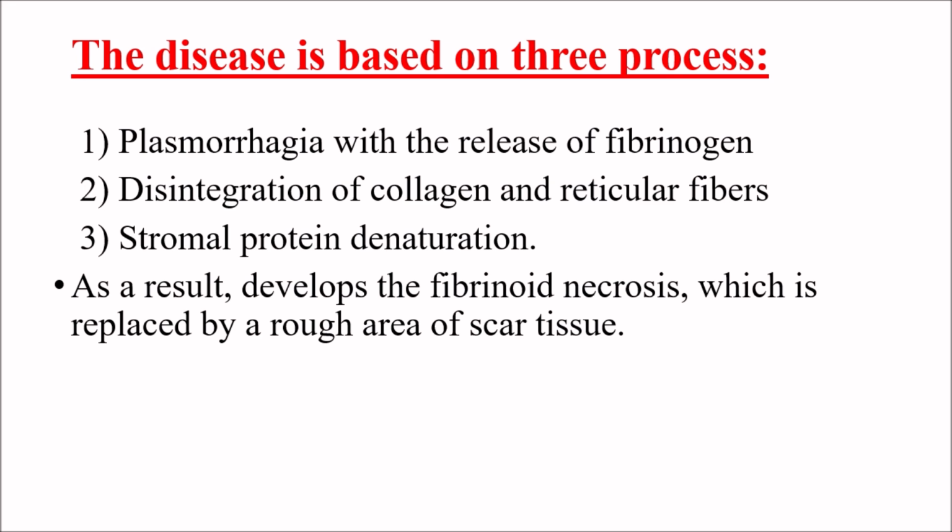The disease is based on three processes: the plasmorrhagia with the release of fibrinogen, disintegration of collagen and reticular fibers, and stromal protein denaturation. As a result, develops the fibrinoid necrosis, which is replaced by a raw area of scar tissue.